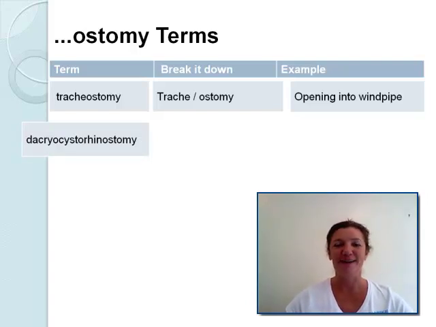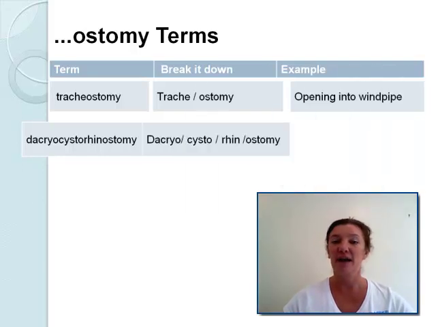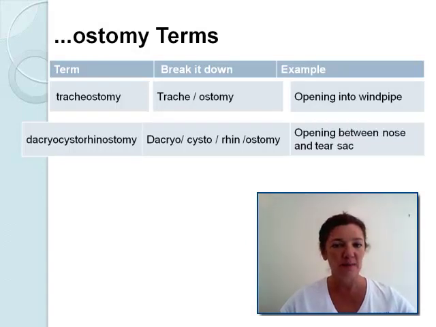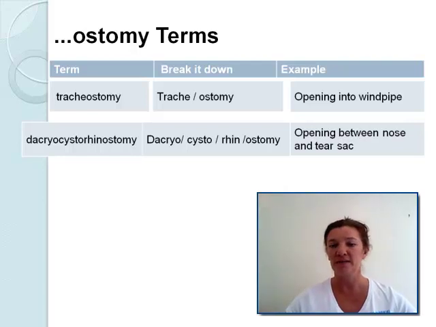dacryocystorhinostomy. Let's break that down. Dacryo, cysto, rhino, ostomy. Dacryo, you cry tears, that's the clue for that one. So dacryocyst is the tear sac, and rhino is the nose, and ostomy is the opening. Well, what does this mean, therefore? Opening between the nose and the tear sac. In this case, ostomy is not bringing a tube to the skin surface, it's actually clearing a blocked passageway.